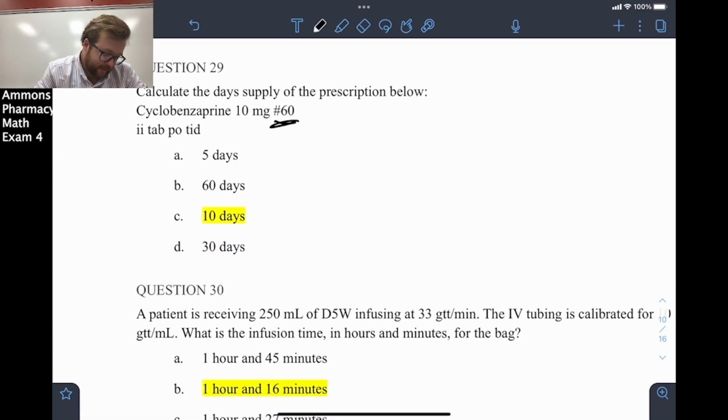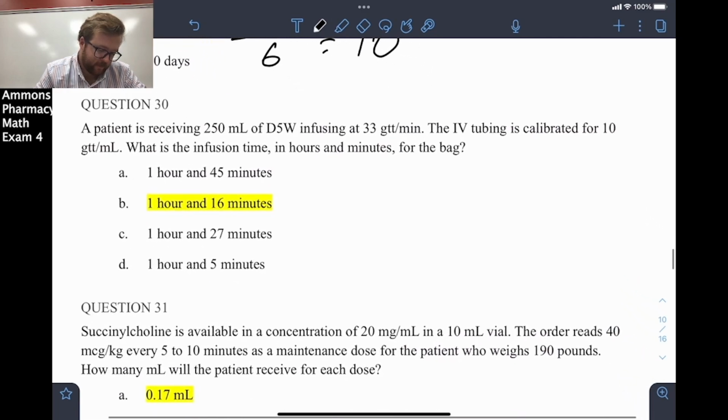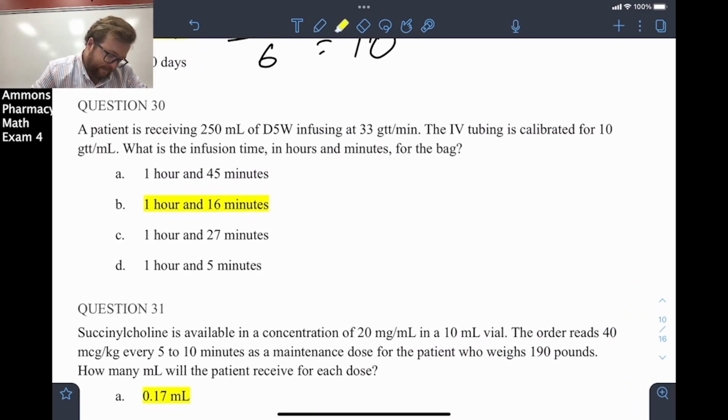We're giving him 60. He takes 2 tablets by mouth 3 times a day. So 3 times a day, twice daily is 6 total. He has 60 tablets. He's taking 6 a day, so that turns into 10. Didn't screw that one up either. Patient is receiving 250 mils, 33 drops per minute. It's calibrated for 10 drops per mil. We're looking for time in hours and minutes for the bag. Okay.